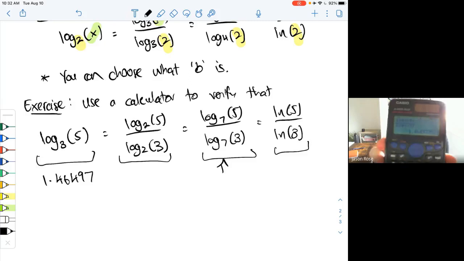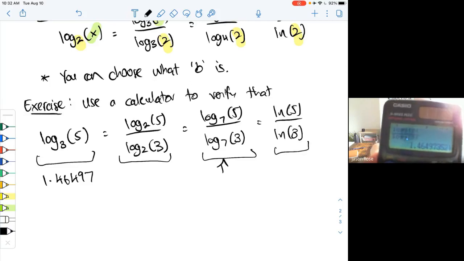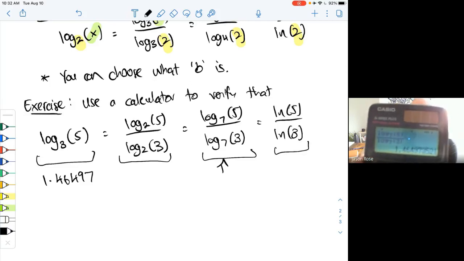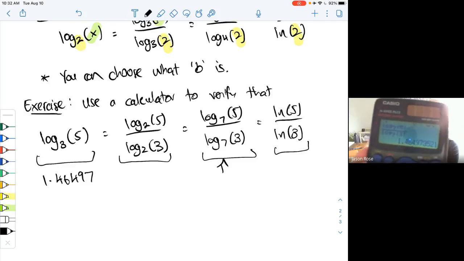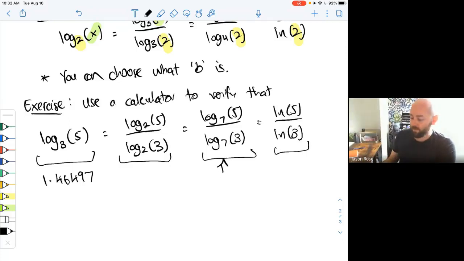So you can see it in my calculator screen. I've typed in exactly log to the base 7 of 5 divided by log to the base 7 of 3, and I'm holding the calculator really close to it, so I'm hoping that you can see it. And when you do the calculation, you get the same thing that you started with. That works for any base. So I'm just going to go back and do the second one as well.